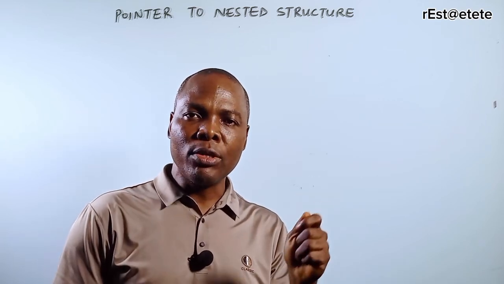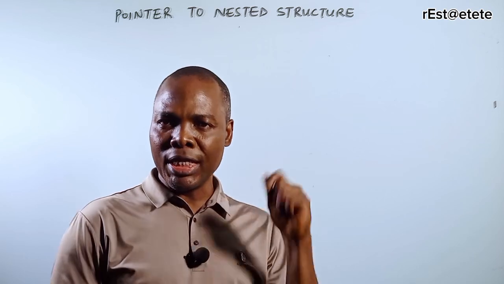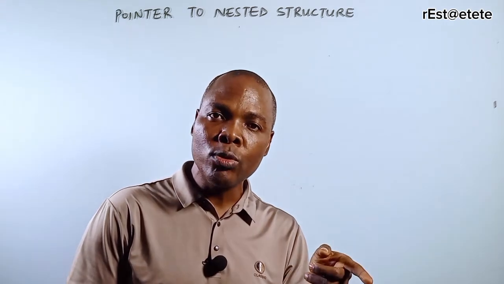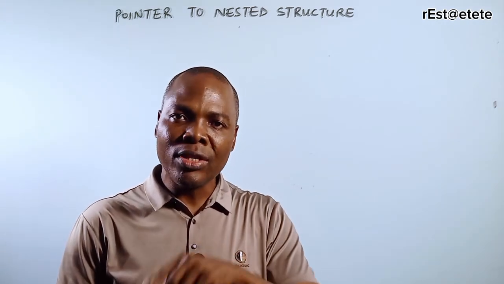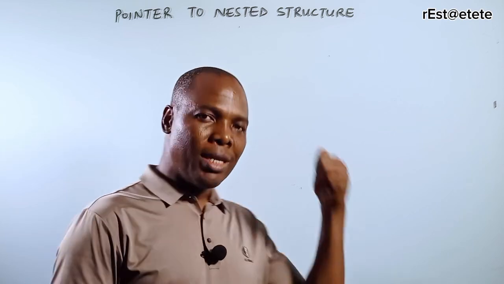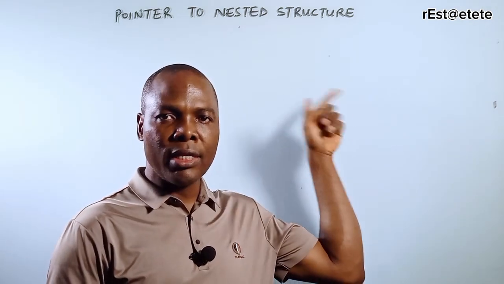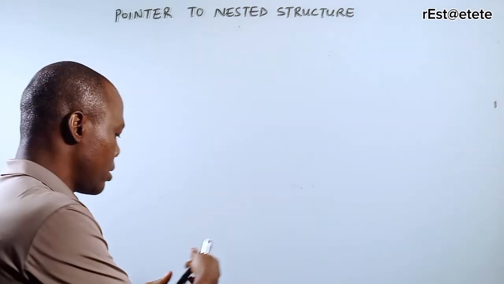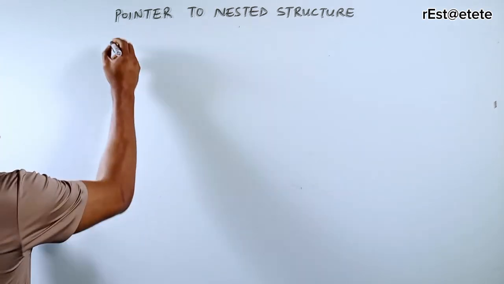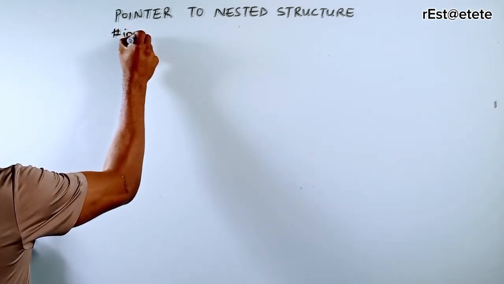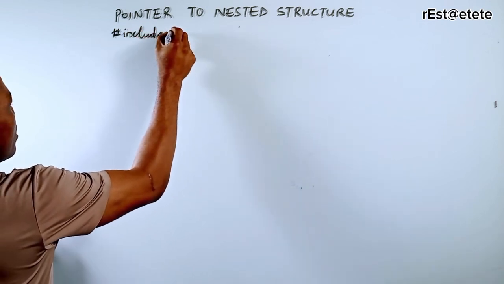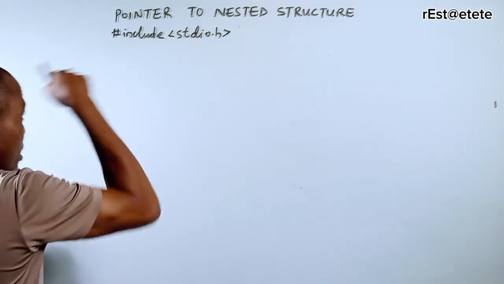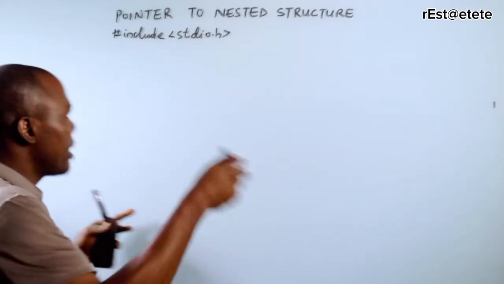So last class, I demonstrated nested structure. So in this class, I'm going to show you pointer to nested structure, meaning you can access that same value inside the structure without necessarily going to that location where the structure is. That is the concept of pointer to nested structure. So I'm going to use that same example of the last class to teach you this. So I will say include stdio.h, and then I'm going to declare the same address structure.